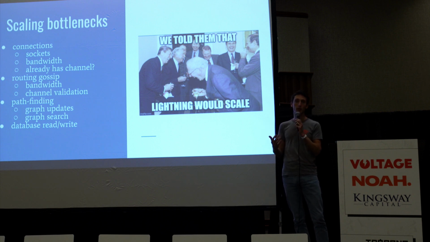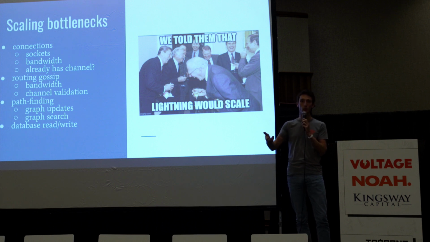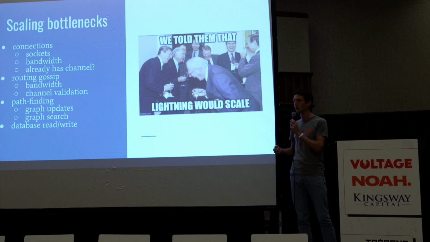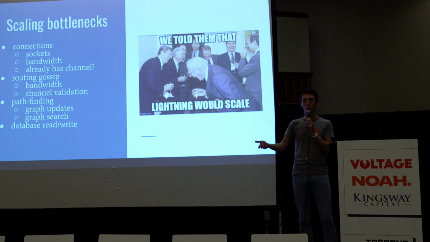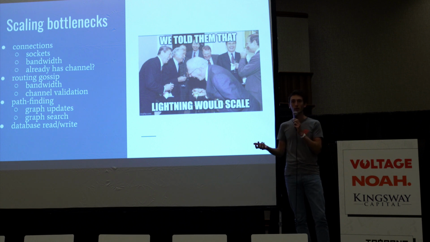Also, whenever you validate that routing graph, you have to verify that channels exist on chain. Otherwise, you would be polluting your graph with dummy information that just doesn't make sense. And that has a cost because you have to query Bitcoin D basically to get information about an outpoint and verify that it is an unspent outpoint on chain.